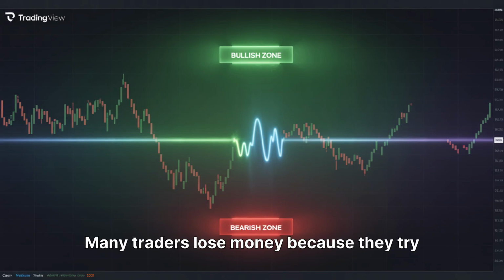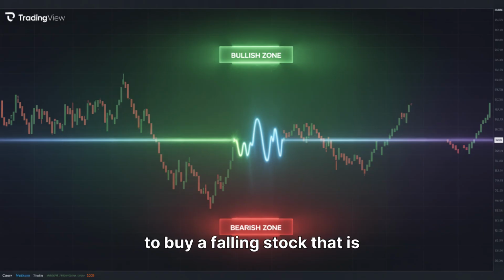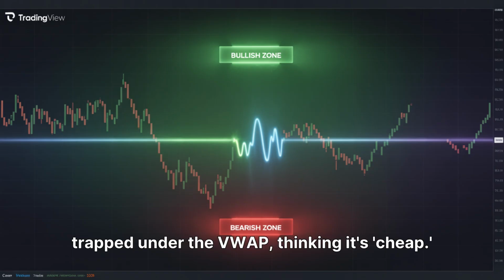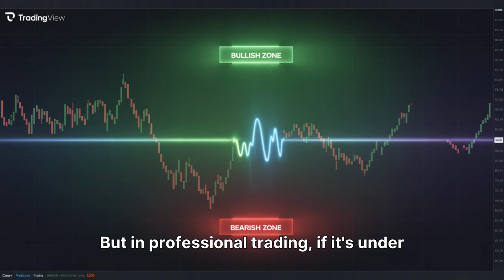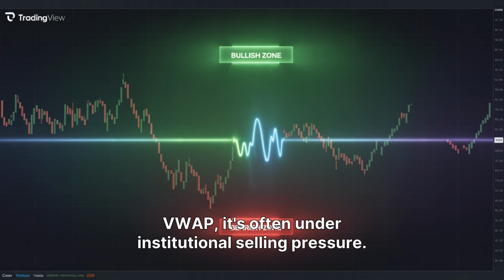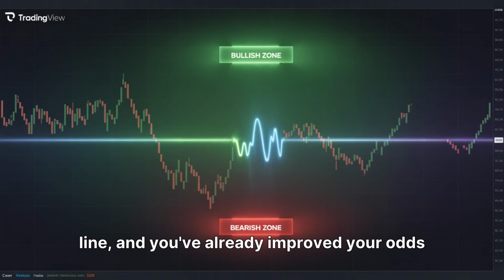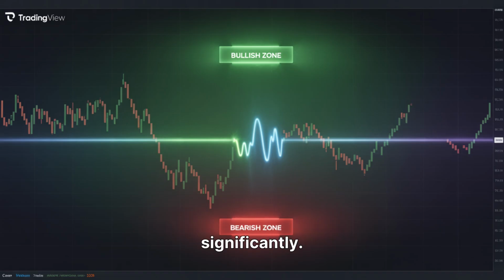Many traders lose money because they try to buy a falling stock that is trapped under the VWAP, thinking it's cheap. But in professional trading, if it's under VWAP, it's often under institutional selling pressure. Stay on the right side of the line, and you've already improved your odds significantly.